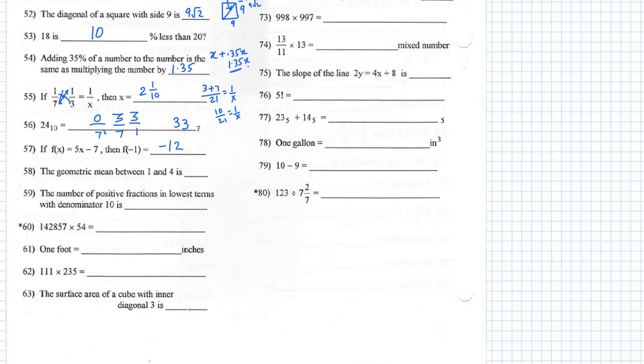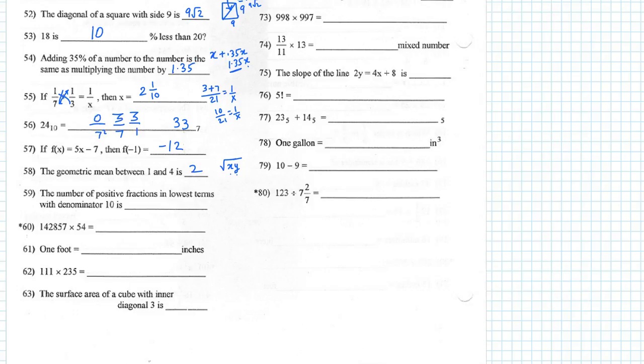Question 58, the geometric mean between 1 and 4. So the geometric mean of two numbers x and y is simply the square root of the product. So if we have two numbers x and y, you multiply the two numbers x times y and then take the square root of that. So 1 times 4 is 4, square root of 4 is 2.